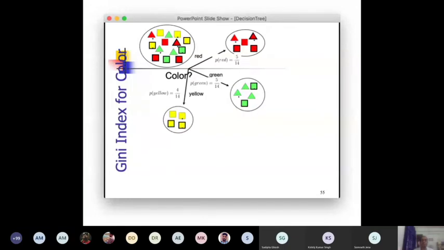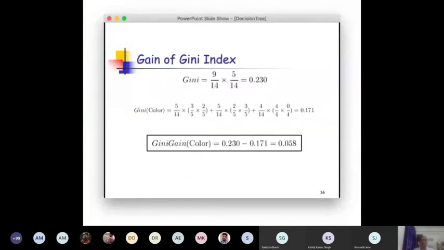And then in each partition, you can compute the Gini index, right? So that is what we will be doing. And that is the Gini index of color. So the gain of Gini index using color, in this case, is 0.058. So this is how it is computed.